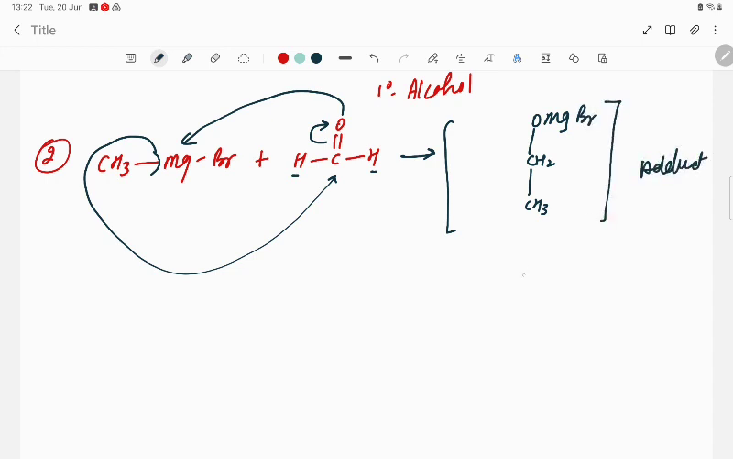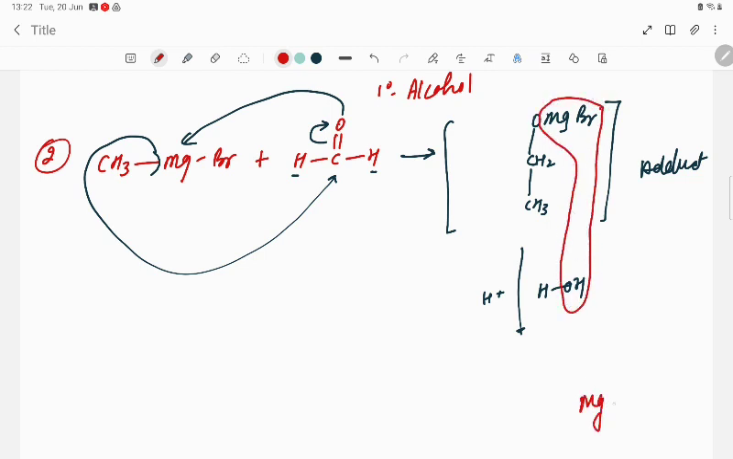Now what happens to the adduct? We do the acidic hydrolysis, with H-OH. In a similar way, MgOH and Br go out, and the next product you can see is CH3, CH2, and OH. So this is a 1 degree alcohol. Again you get a 1 degree alcohol.